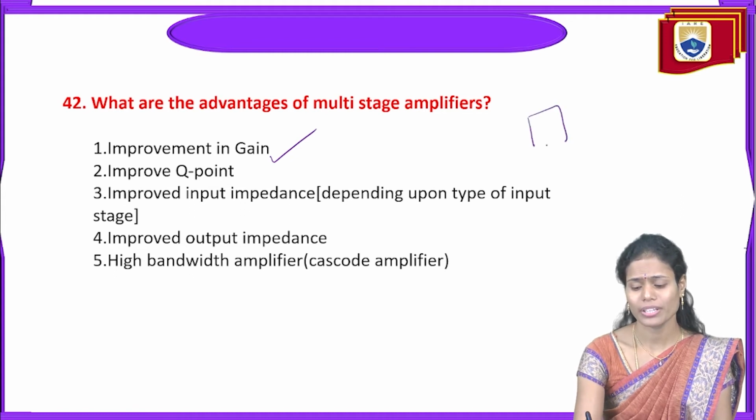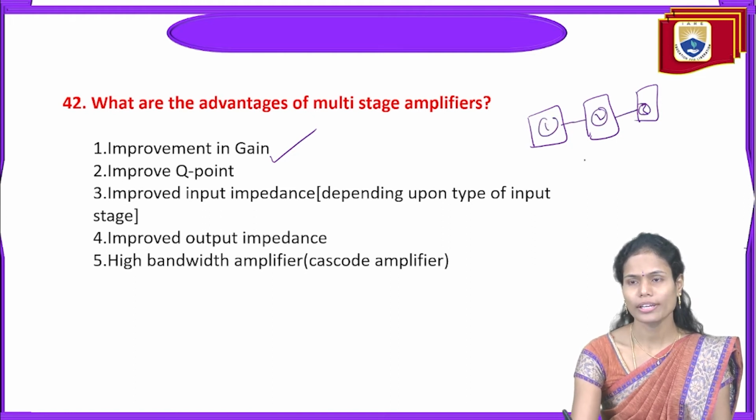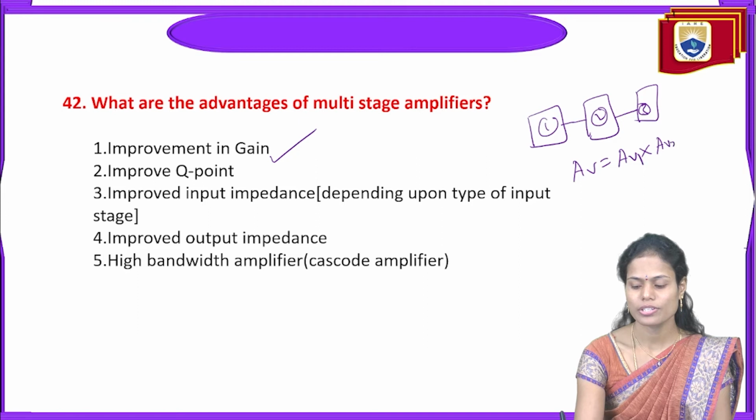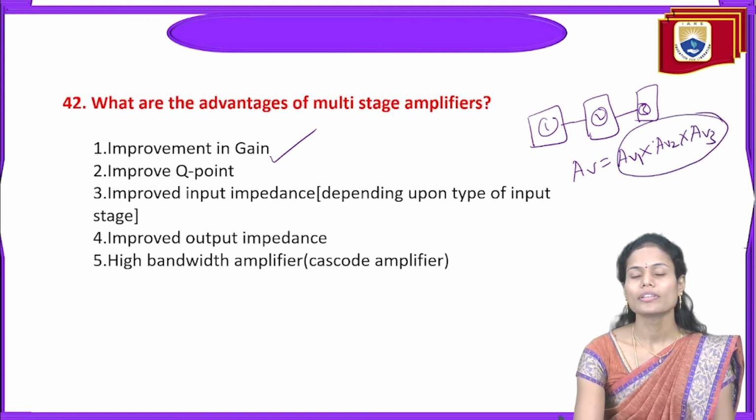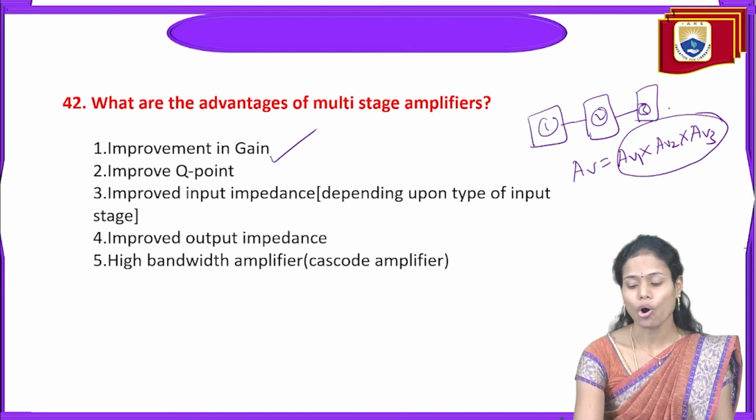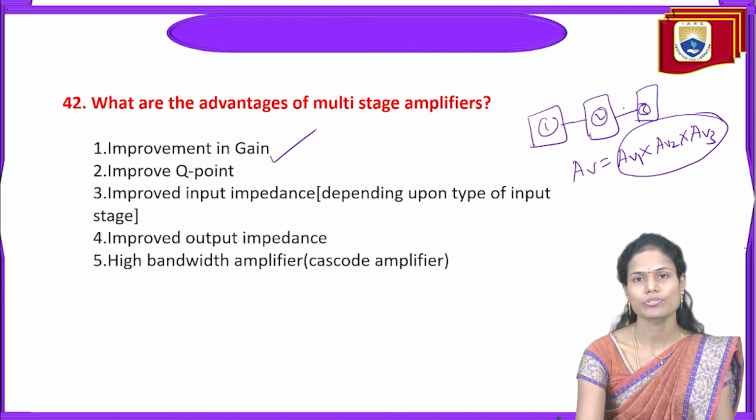Suppose if I am taking 3 stages in the multi-stage amplifier, the overall gain of this one is the gain of first stage into gain of second stage into gain of third stage. That is nothing but the overall gain is the multiplication of all the individual stages gain. So that's why gain will be improved in the case of multi-stage amplifiers.